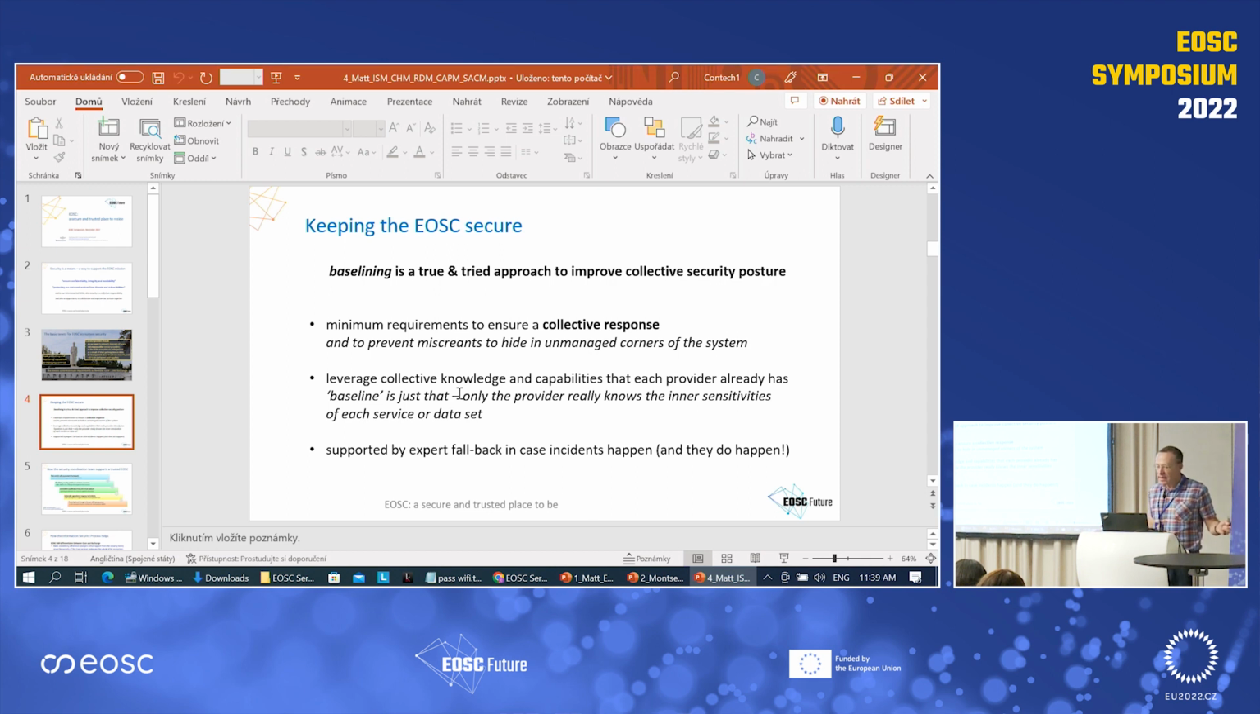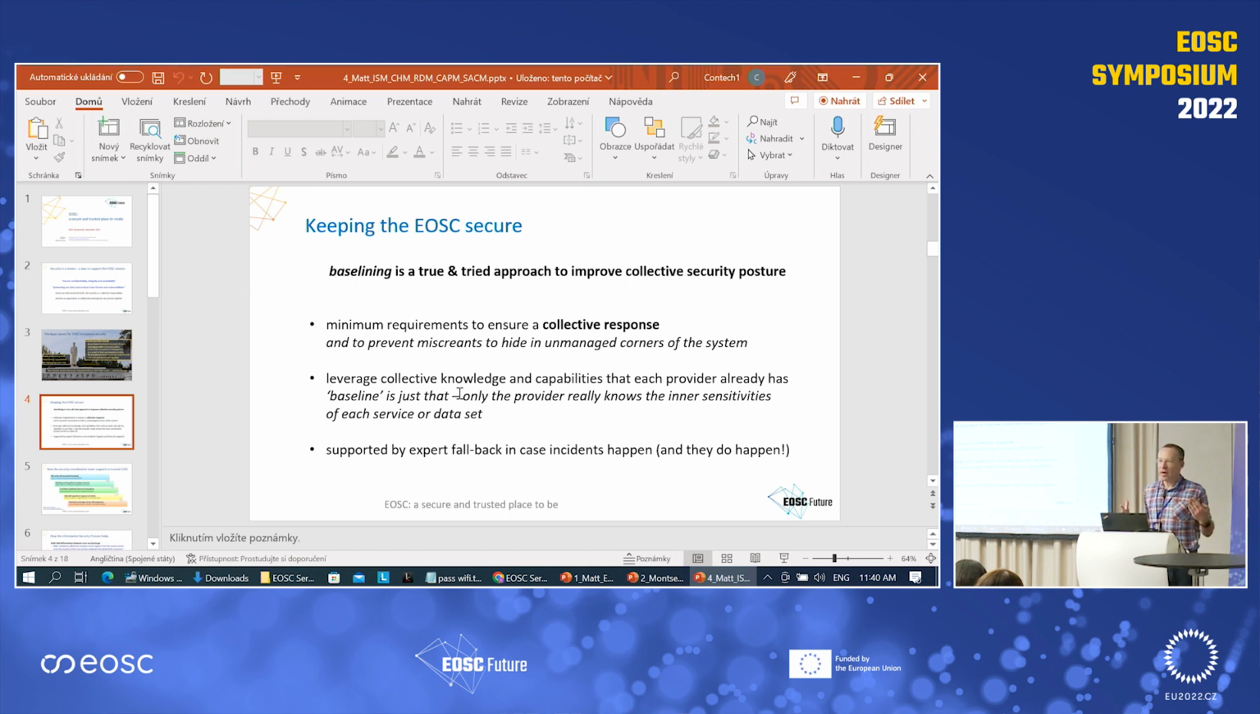It levers the collective knowledge and capabilities that each provider already has, because providers pretty much know the minimum of what they need to do in terms of security. We need to make sure that they are contributing to the overall security. Those expectations are understood and met as well. And the baseline, as is written, is just here. Only the provider really knows the internals of what they are doing.